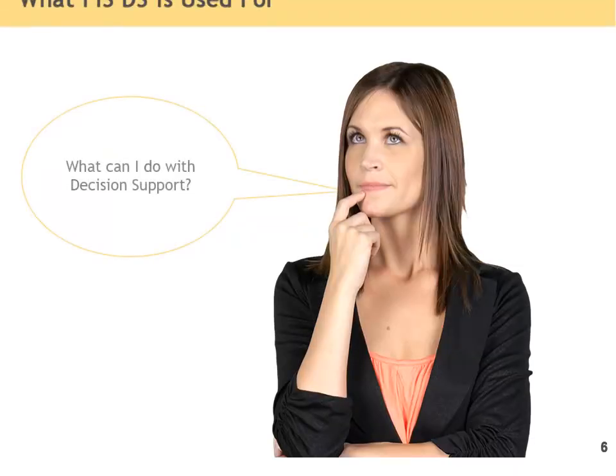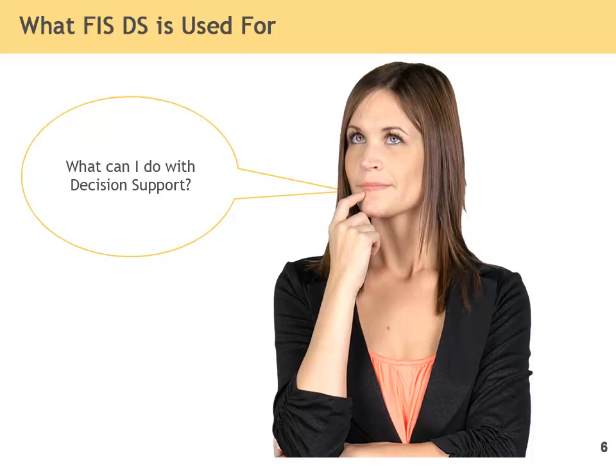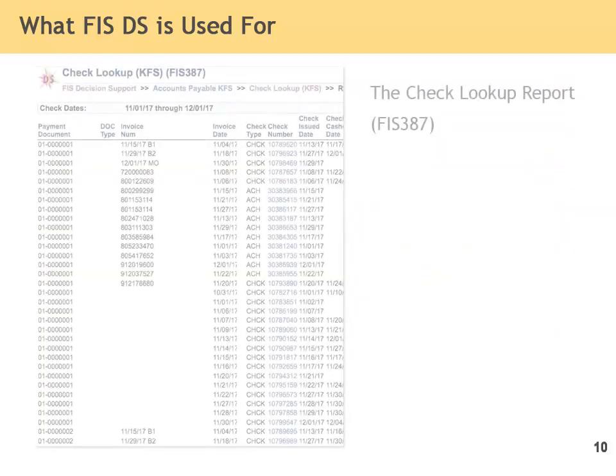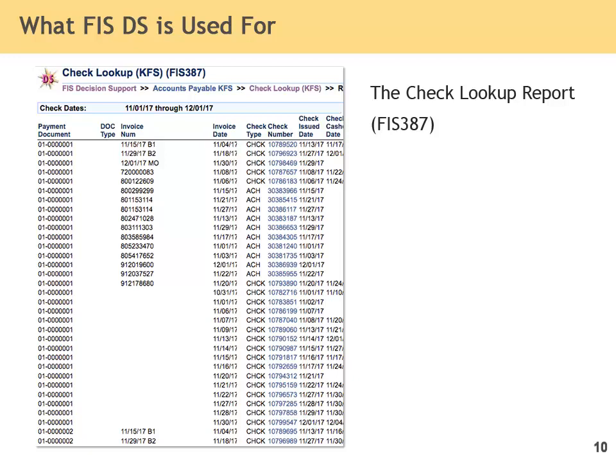You must be wondering, what is decision support used for? Let us give you some examples of reports. If your department creates requisitions in KFS, you can use this report to assist with future commodity code searches. For example, by running query number 365, the report titled Commodities Purchase Log, you can also use this report to see if there are repetitive commodity purchases that could be better sourced as a purchase agreement. The check lookup report, query number 387, lets you see when a check was issued to a vendor and when the vendor cashed the check.